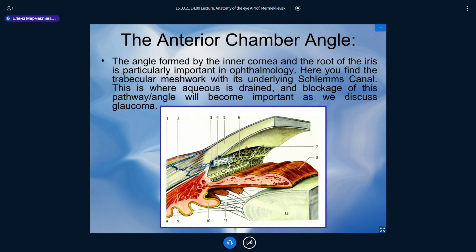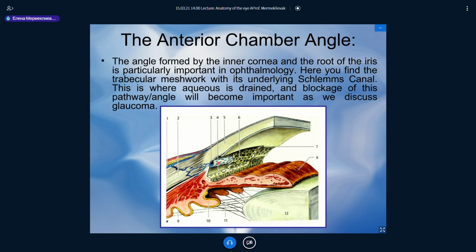The anterior chamber angle is very important. Why? Because here the processes of the iris produce the aqueous humor of the eye. After that, it goes through the posterior chamber, through the pupil, and inside the anterior chamber. But it should go out of the eyeball, and it does so from the anterior chamber angle. It forms from the iris and the cornea.